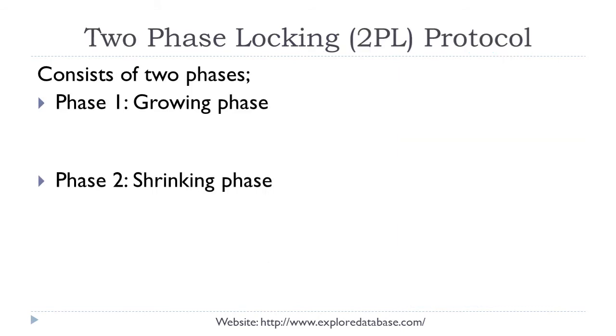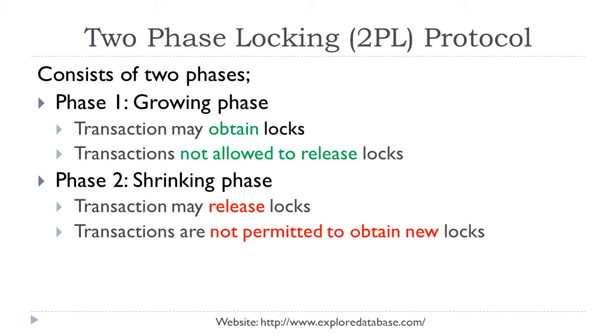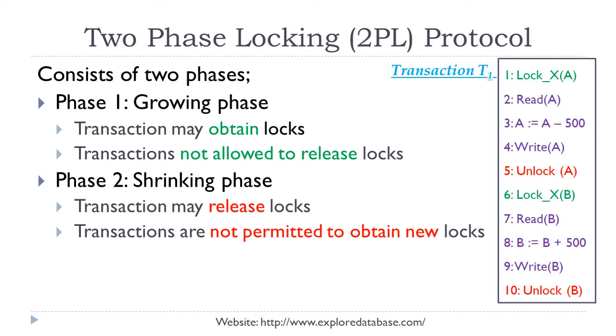Two-phase locking protocol is a lock-based approach. It consists of two phases. Under 2PL, every transaction is divided into two phases. One is the growing phase, the other one is the shrinking phase. In the growing phase, a transaction may obtain locks, but it is not allowed to release locks. In the shrinking phase, a transaction may release locks which are already acquired, but it is not permitted to obtain any new locks.